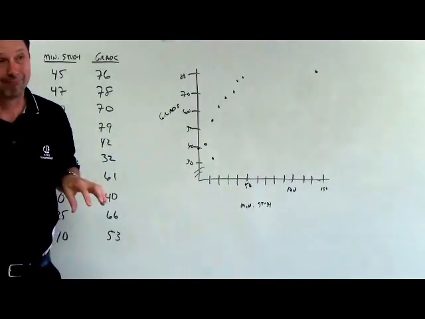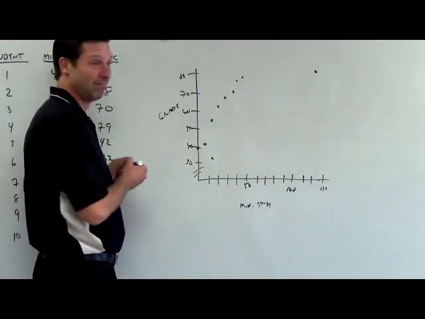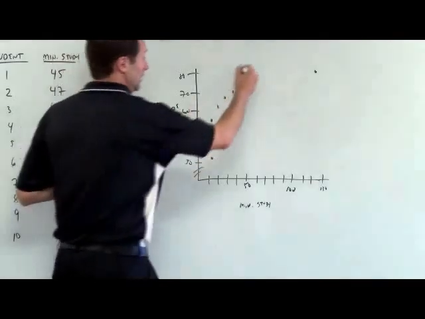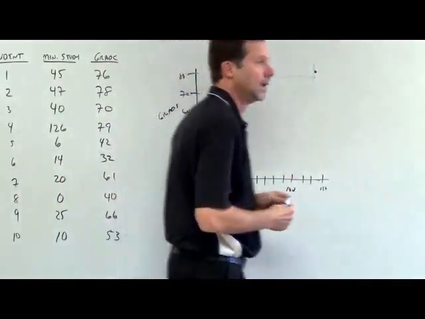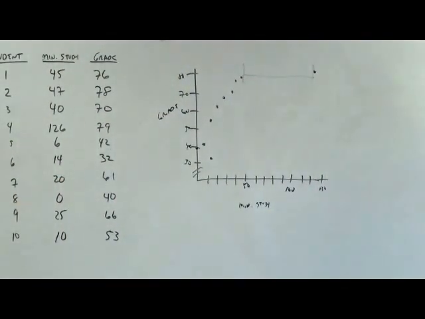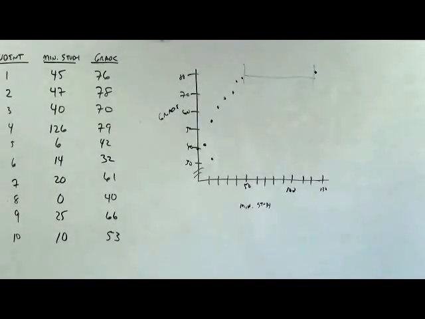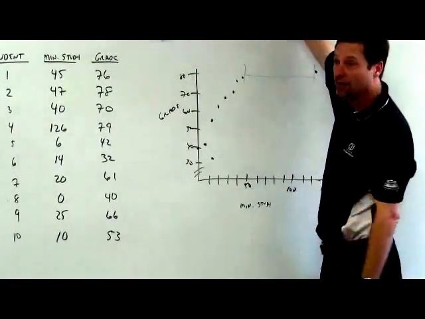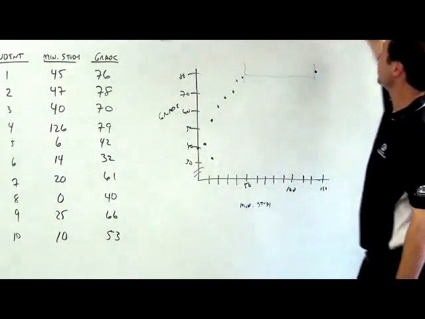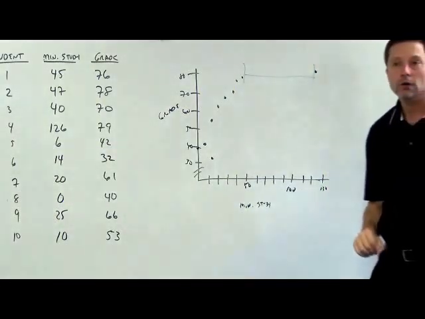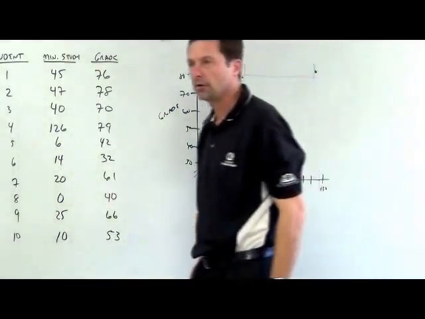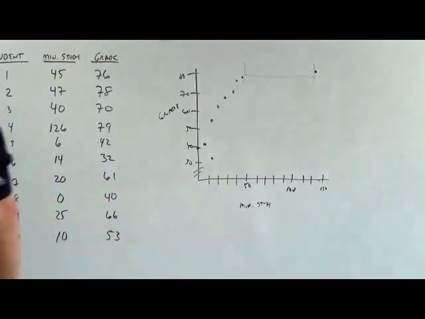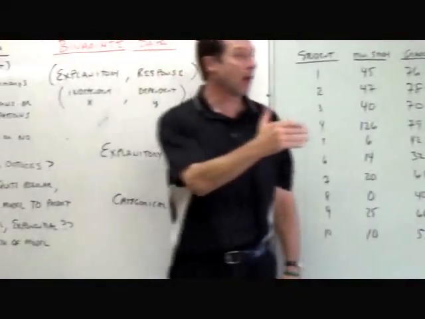But how about gap? That's a huge gap. And what is that a gap in? Minutes studied. Now, if I had a point that was way up here, okay, I'd see a gap in the test grade. I guess if it was out here, I'd have a gap in both. So you would talk about that gap and what it refers to. And then finally, are there any outlier points?